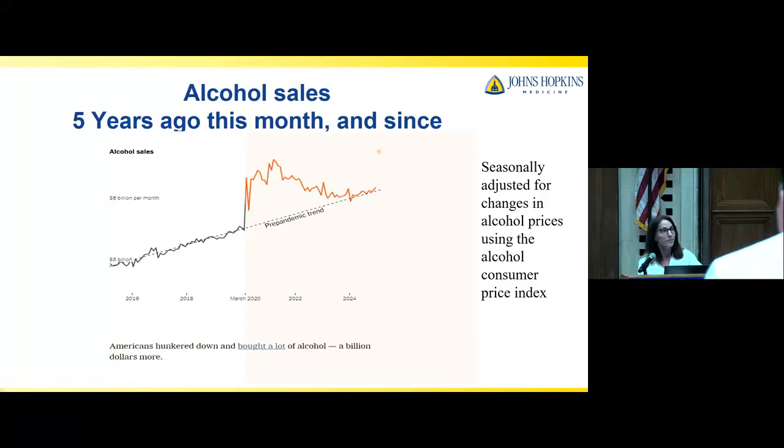What's fascinating about this graph is that it shows that Americans bought $1 billion more of alcohol during COVID. And while it decreased with the end of COVID, notice that there wasn't really a reset back to pre-pandemic levels. I think this graph is pretty stunning. And even if you factor in that 60% of the people buy most of the alcohol, it's quite a stunning graph.